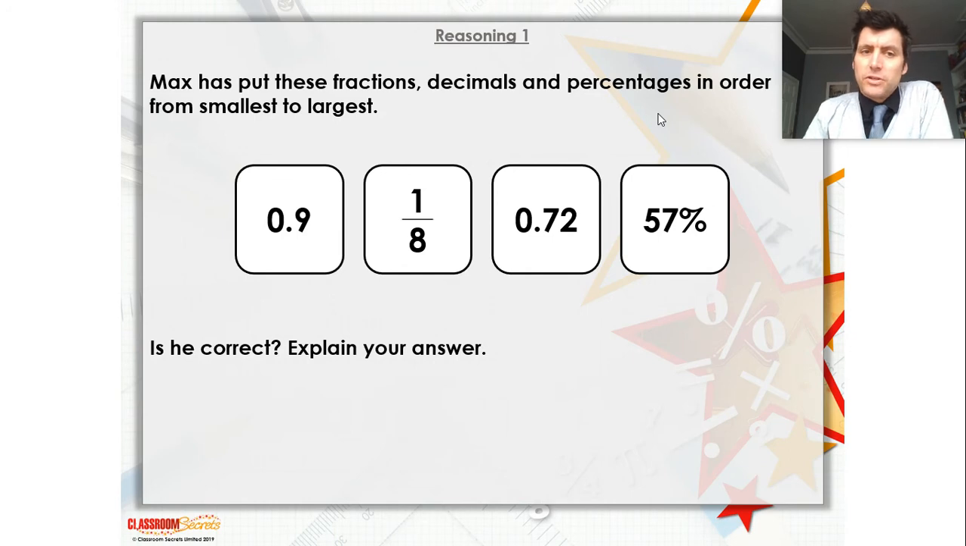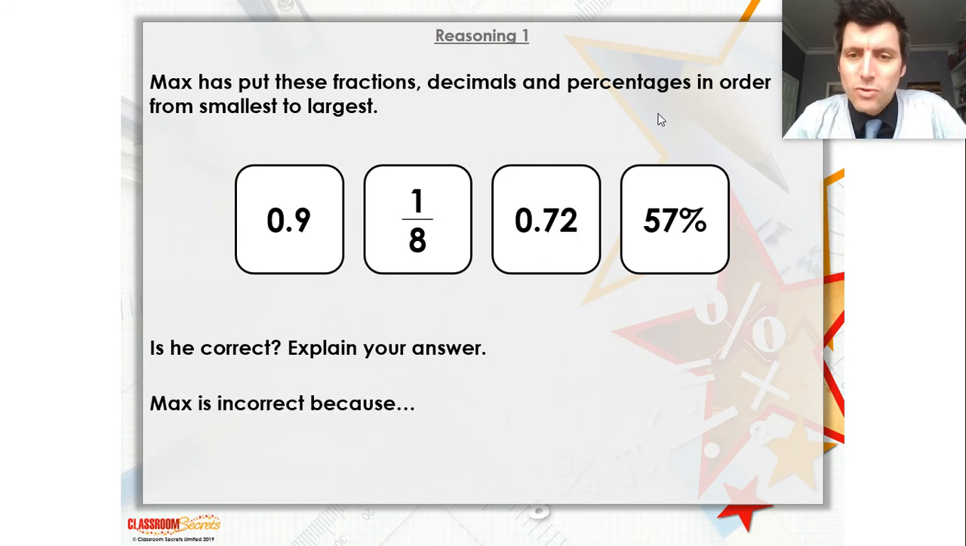Max has tried to put these fractions and decimals in order from smallest to largest. What do you reckon? Has he got it right? Smallest to largest. I'll say it a few more times. Smallest to largest. Has he got it right? Giving you a clue, he's not got it right. Why has he got it wrong? What's wrong about what he's done here?